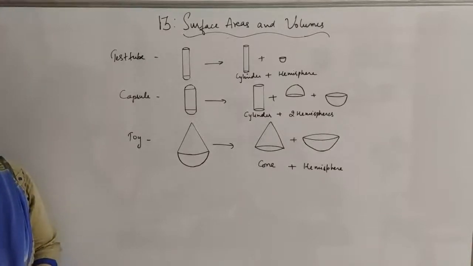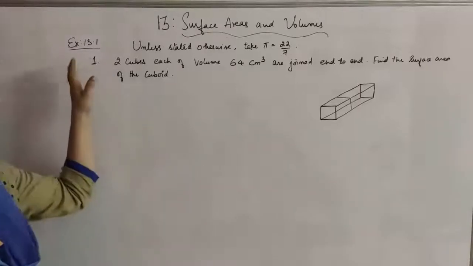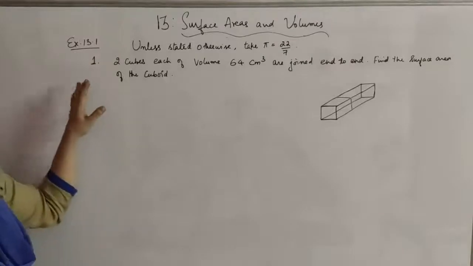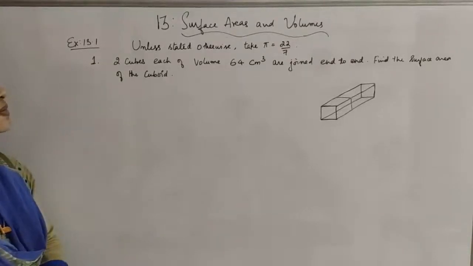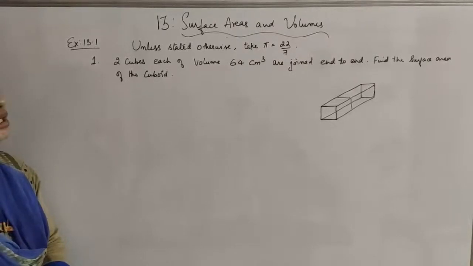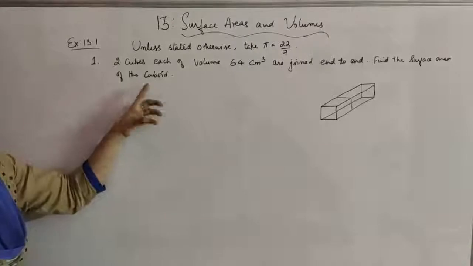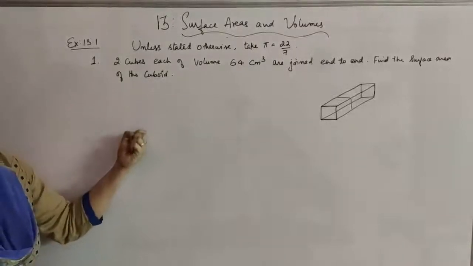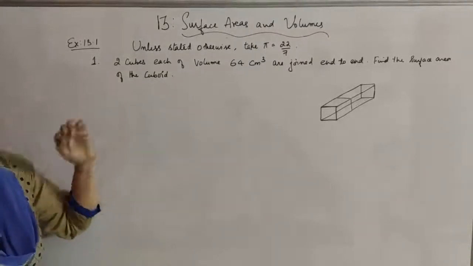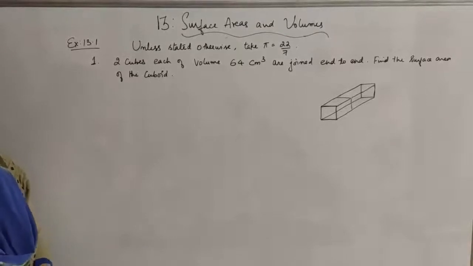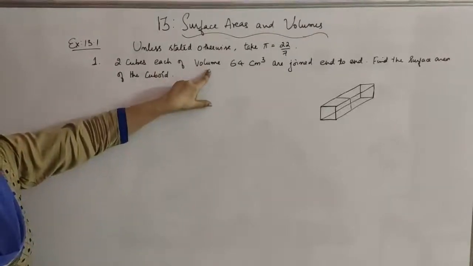Now let's start with exercise 13.1. The first question is, two cubes each of volume 64 centimeter cube are joined end to end. Find the surface area of the cuboid. That means when you join the two cubes, it becomes a cuboid and you have to find out the surface area of the cuboid. For that, first we will go for what is given.